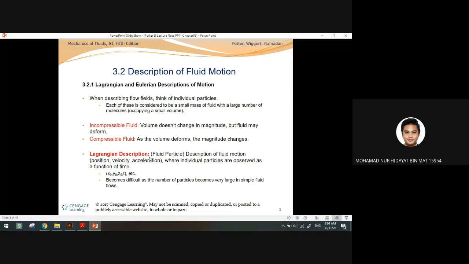It is on a fluid particle basis, where the description of fluid motion, for example, the position, velocity, and acceleration, where individual particles are observed. All right, so this is where the individual particles are observed one by one. That is why we consider it as a fluid particle. We observe the particles one by one. For example, we have 5 particles. That means we observe 5 particles as a function of time.